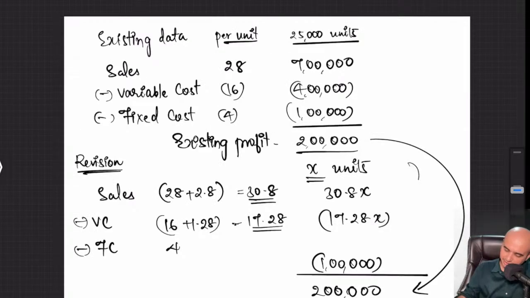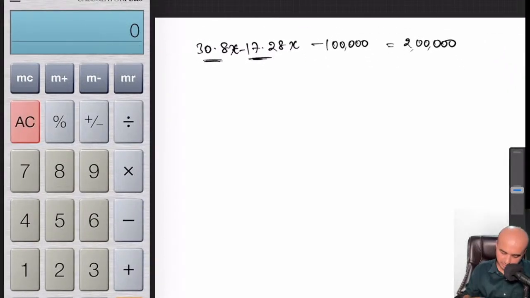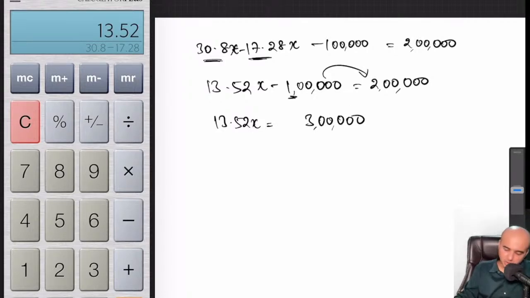What I have done is I have written the same thing in the form of an equation. We know for a fact that 30.8 minus 17.28, how much would that be? Let me just calculate. 30.8 minus 17.28. So that is 13.52. Okay. So 13.52x minus 1 lakh equals 2 lakhs. So this minus, if you take it to RHS, it will become positive, obviously. So 13.52x equals 3 lakhs. 2 plus 1, 3.